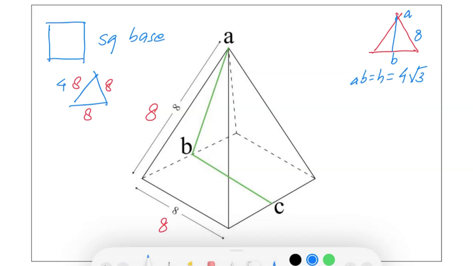So what happens with BC? Now BC is with the square. So it is nothing but a line parallel to the side. So when a line is parallel to the side, this is definitely going to be 8. Okay, because side of the square here is 8. So the final answer is AB plus BC, and that is going to be 4 root 3 plus 8.